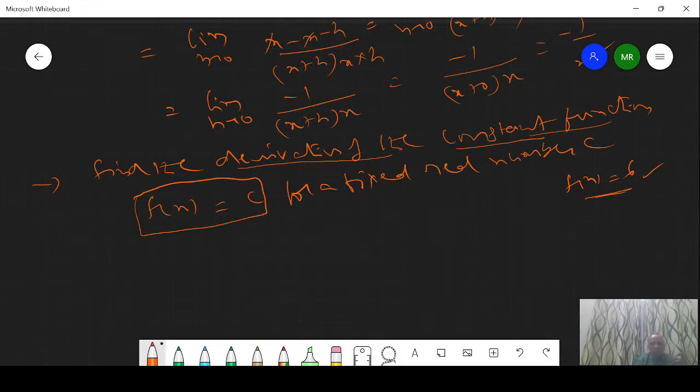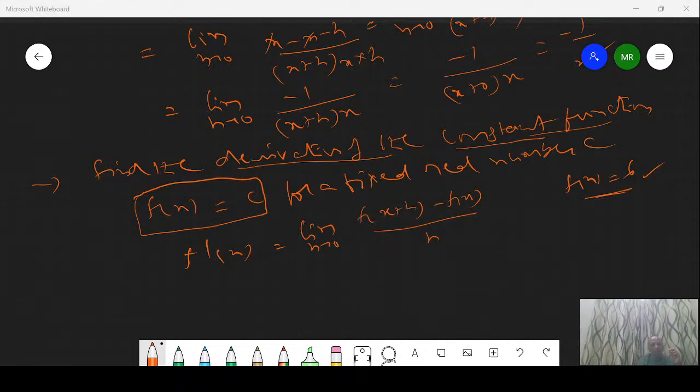Now f of x equals, for example, c. When I have taken like this, now you write the formula again. F dash of x is equal to limit h tends to 0, f of x plus h minus f of x by h. You write this. This is the first principle formula. Correct? You write, this is the formula.